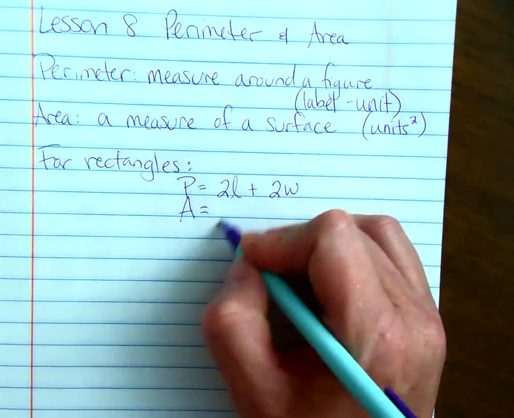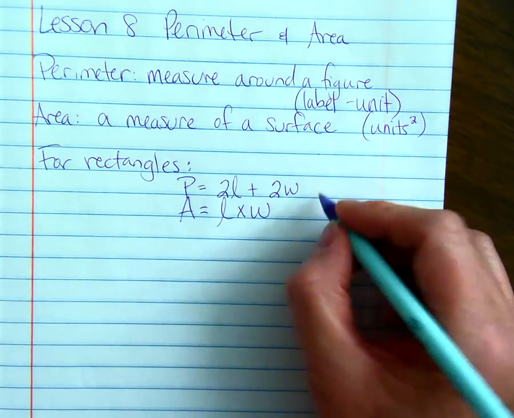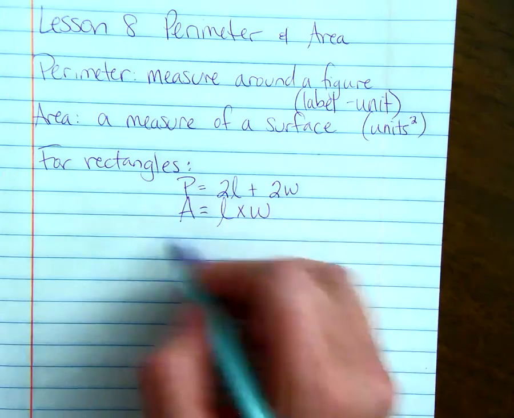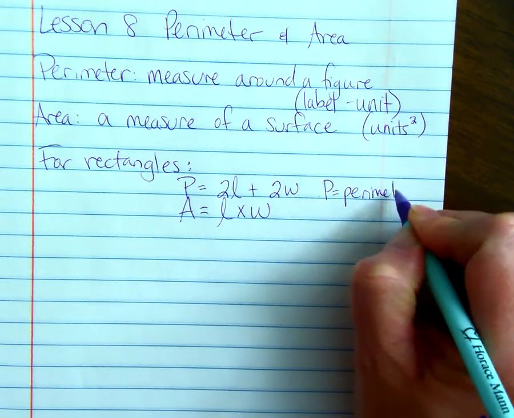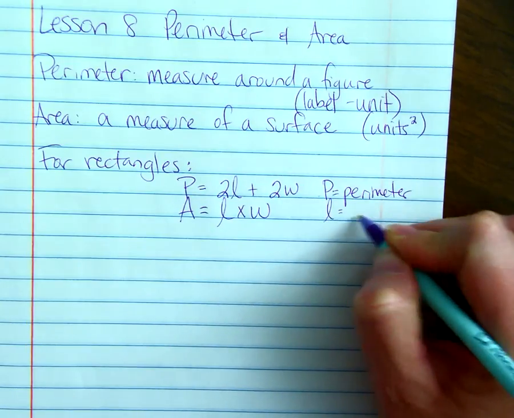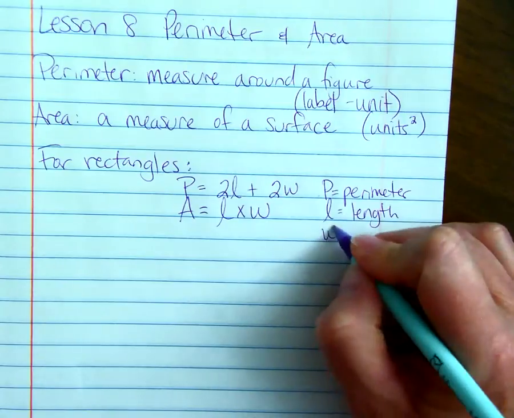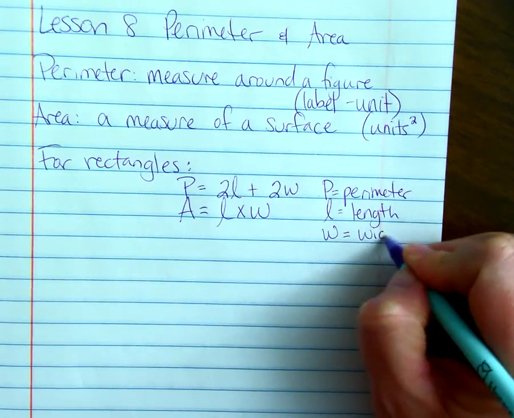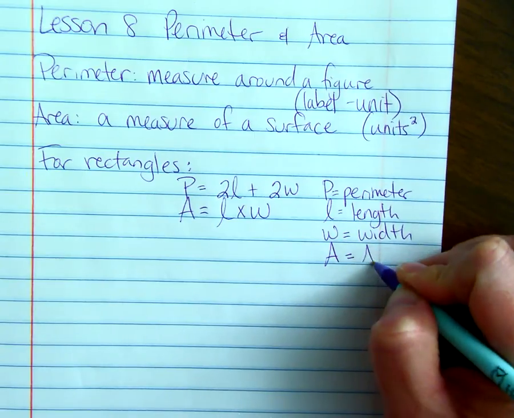Okay, area is length times width. So we're going to put in here what all these letters represent. Capital P means perimeter. Lowercase L means the length of the side. W means the width of the side. Capital A is area.